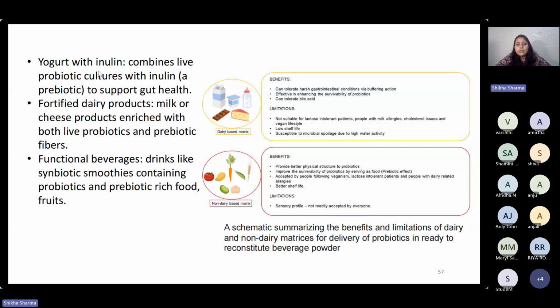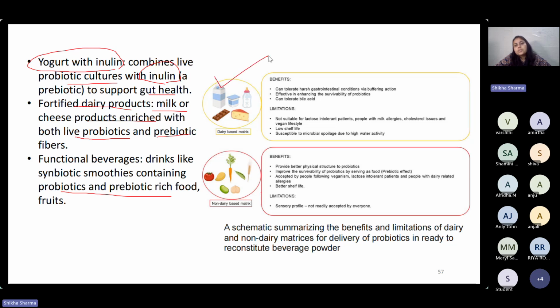So it can have different examples, like when we put yogurt with the inulin. Yogurt can have the live probiotic culture, and the inulin, which is prebiotic, can help to form symbiotic foods. And fortified dairy products like milk or cheese enriched with live probiotics and prebiotic fibers, and functional beverages which can have both the probiotics and the prebiotics, like fruit juices.